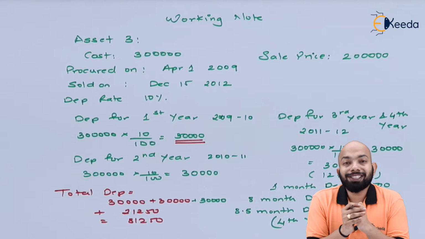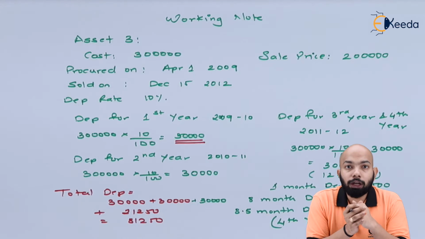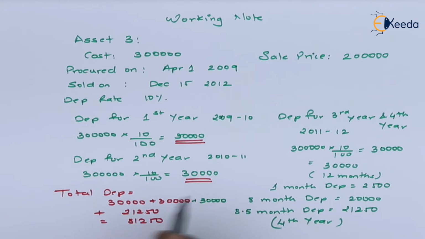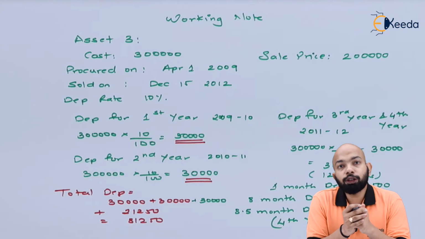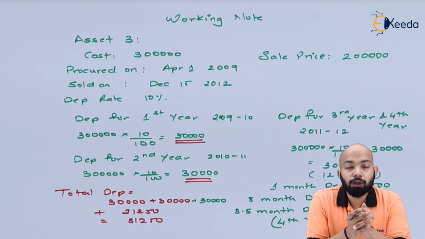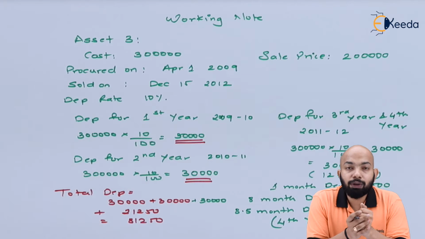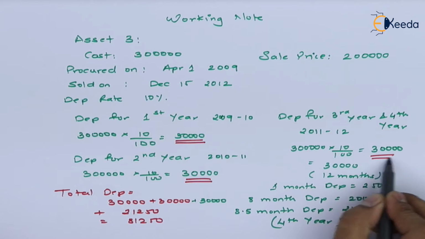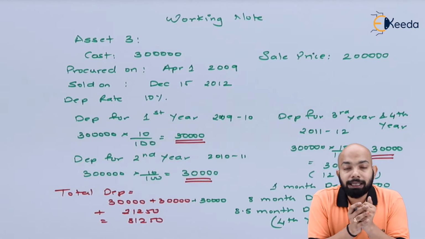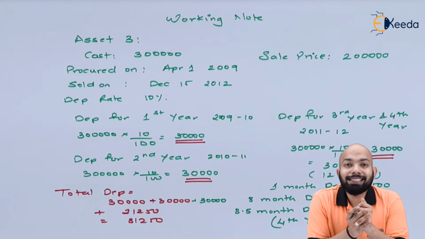So the total depreciation we'll be calculating is, for the first year 2009-10, 30,000, which has been mentioned down here. For the second year, that means April 2010 until March 2011, the depreciation will again be 30,000. For the third year, again we have a constant depreciation of 30,000. Now for the fourth year, that means from April 2012 until December 2012, we have only 8.5 months.